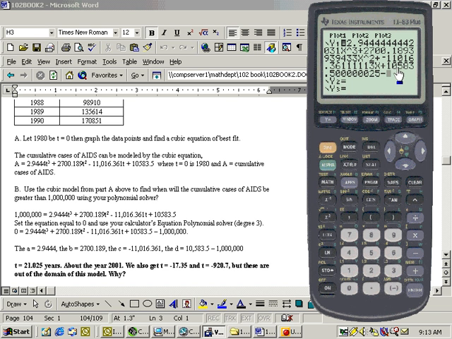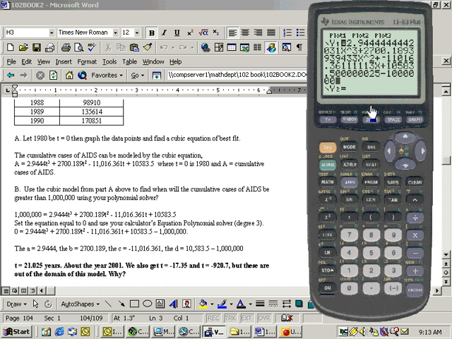10,583.5, and a whole bunch of more digits. Then, just like we did before, we have to subtract off the million, and I'm going to do that. And now this thing is ready to be graphed. Make sure you have the correct number of zeros, 1, 2, 3, 4, 5, 6 zeros there.